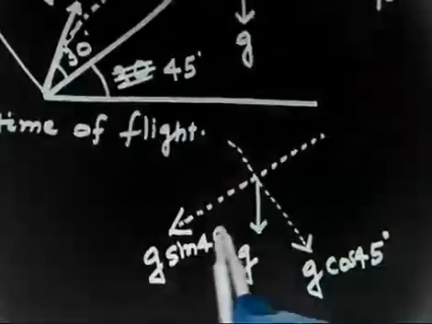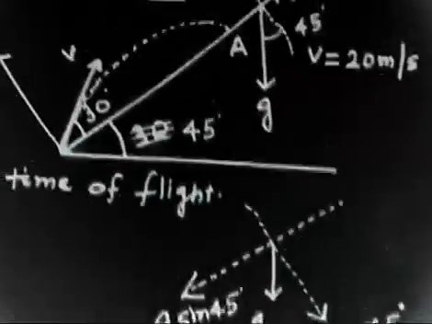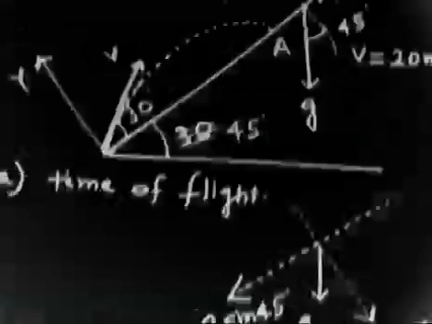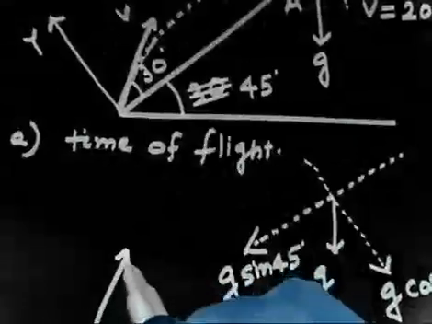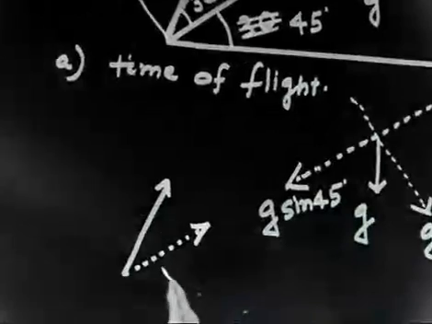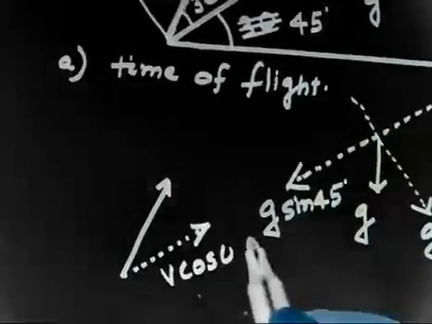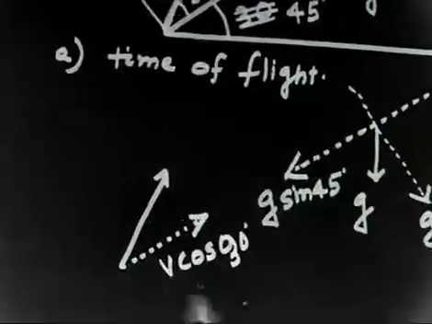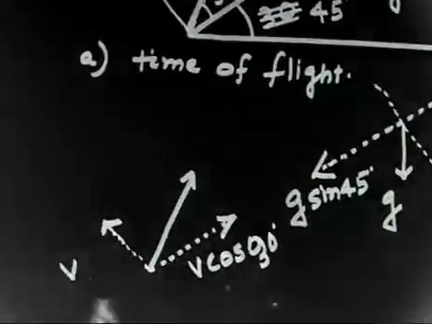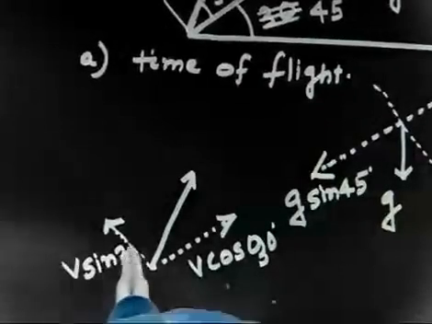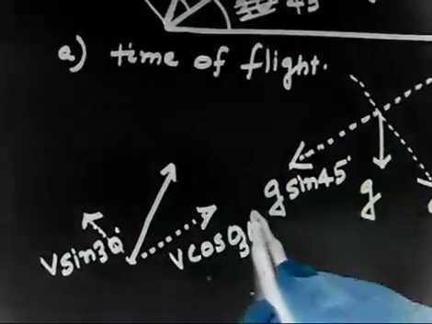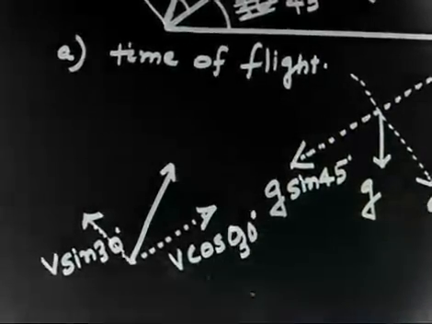Are you getting? Now let us similarly break the velocity. Initial velocity is something like this. I can break the velocity into 2 components. So in this direction you will have V cos 30 degree, and in this direction you will have V sin 30. I think all of you are able to understand this one. This is a pretty easy one. Are you getting?